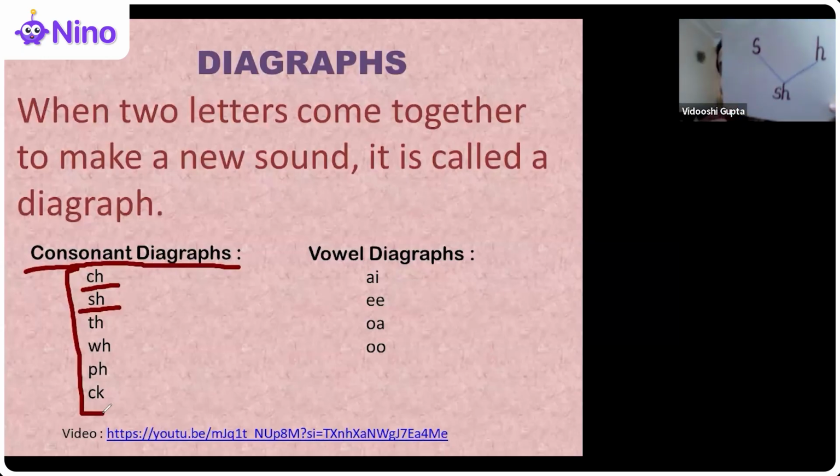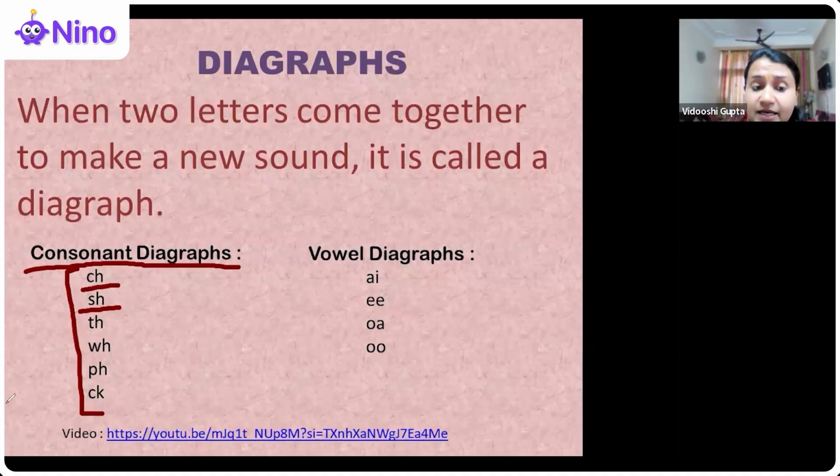Okay. So we were doing S and H together. We know S makes the sound s, and H makes the sound h. But when they both come together, they make a new sound, and that is known as sh, sh, shoe. And now we all wear shoes, right? Sh, shoe. So that is how it makes a new sound.